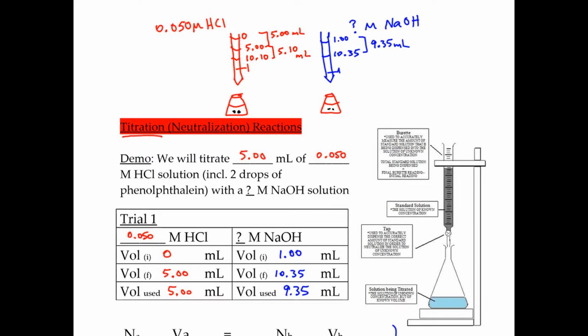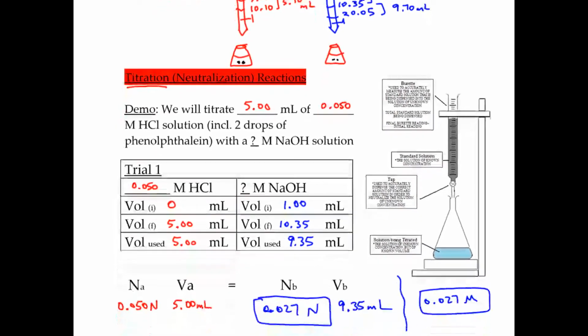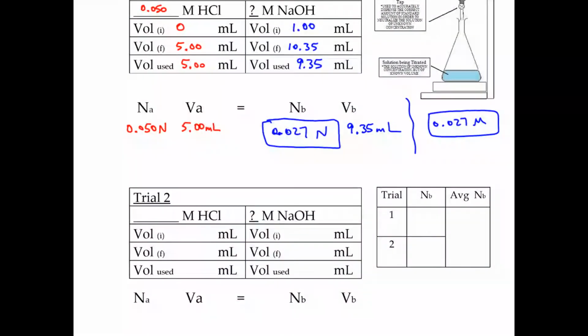Then let's suppose you used the base to titrate it, again phenolphthalein, etc., and you had 20.05 as your final volume. So now this difference is going to be 9.70 milliliters. So you're going to fill in your data chart for trial 2 as we just said. Okay, so for my trial 2, I still have 0.050 molar of this.